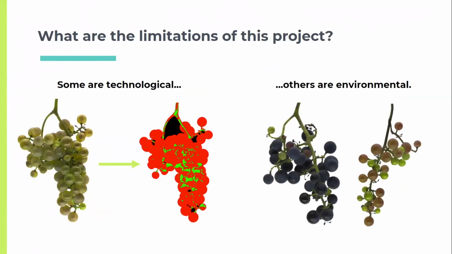Some of the limitations of these projects, mine in particular: if you try to do color segmentation on a cluster that's all the same color, as you can see on the left, it doesn't work very well. If you have something that's all green, it's quite hard for the program to differentiate what's stem and what's berry. That's an inherent limitation when you have so much color variation in a population.